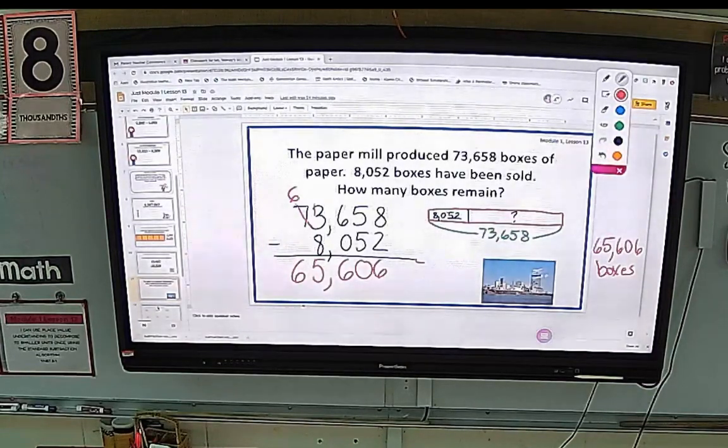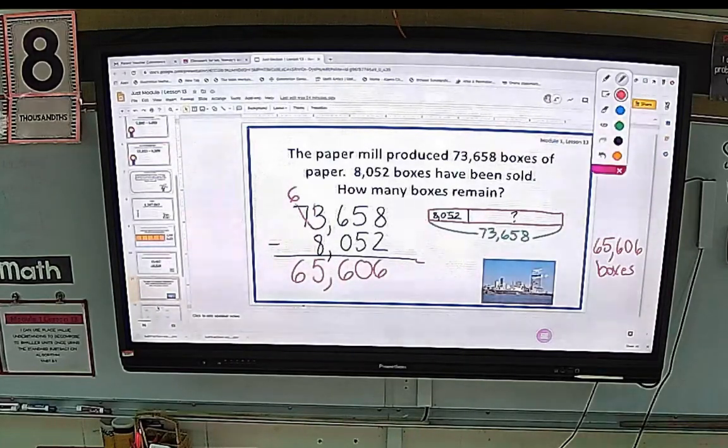I wrote the 5 still, but I still got the right answer. You did what? I did the 8 minus 3, and I still got the right answer. Be careful, that's not always going to work.